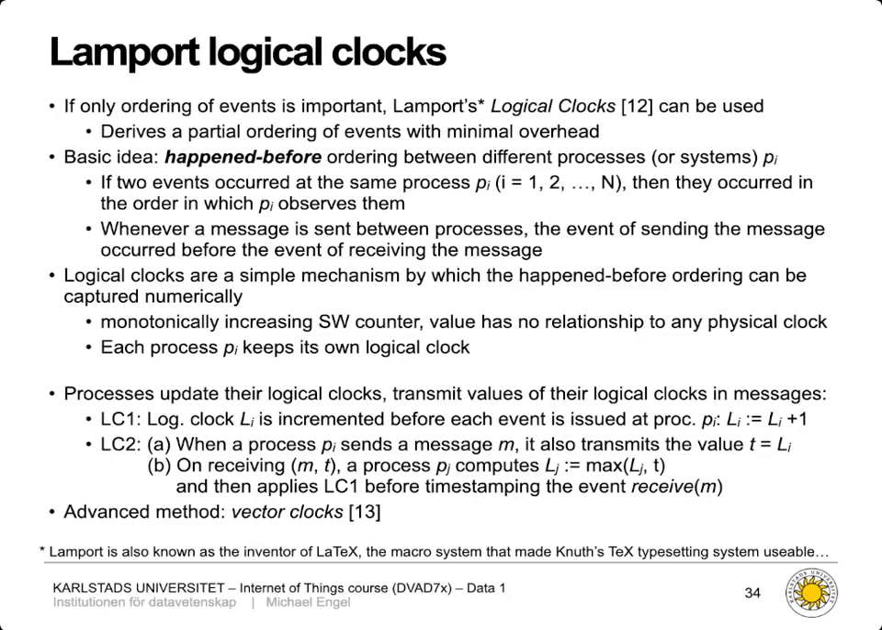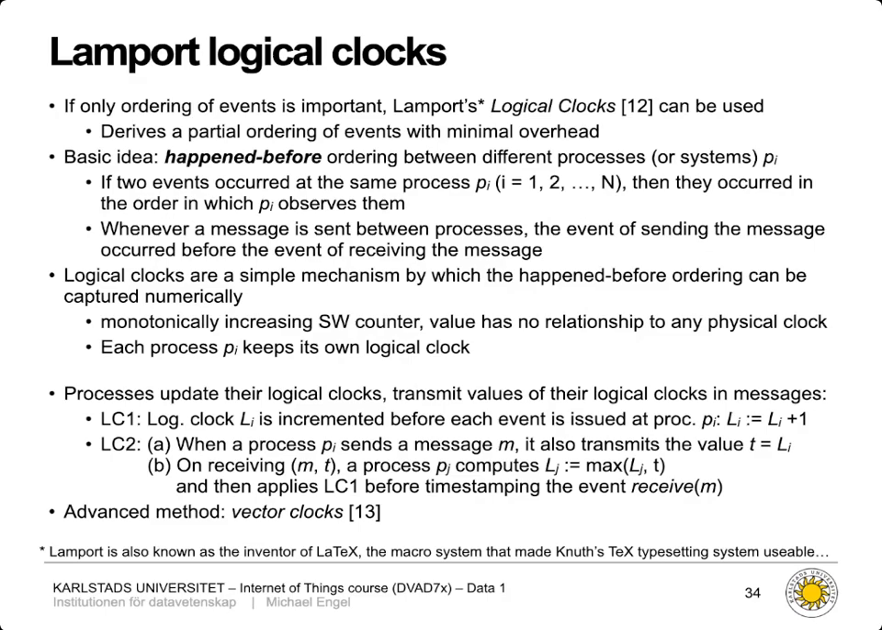So we have a monotonically increasing counter in software, which we just count up. And this is just a counter whenever something happens. So this value does not have to have any relationship to any physical clock, because we only want to know if something was earlier or later, but we don't want to know how much earlier or at which point in time it was happening.